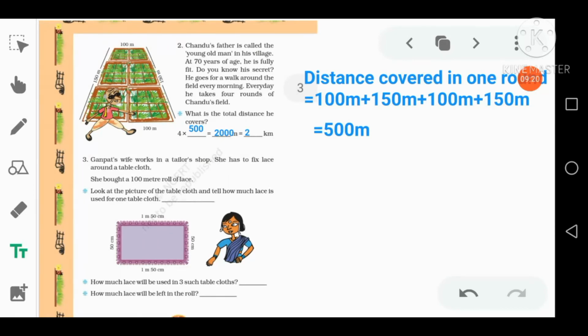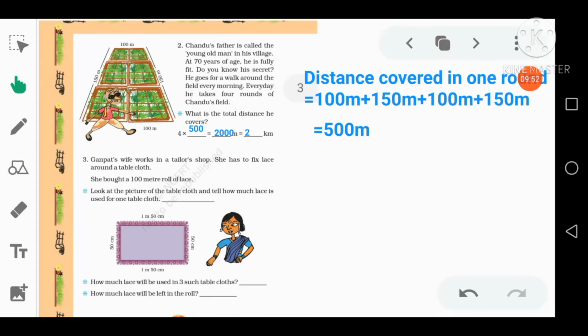Okay, now comes the next one. Ganpat's wife works in a tailor shop. She has to fix lace around a tablecloth. So here you have a table. She has to fix some lace around a tablecloth. She bought a 100 meter roll. Look at the picture of the tablecloth and tell how much lace is used for 1 tablecloth. So here we have the tablecloth. So around this tablecloth she has to stitch that lace.